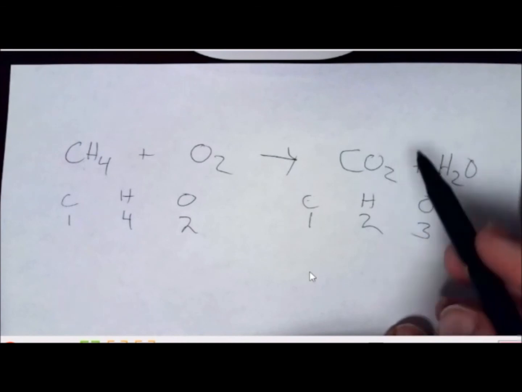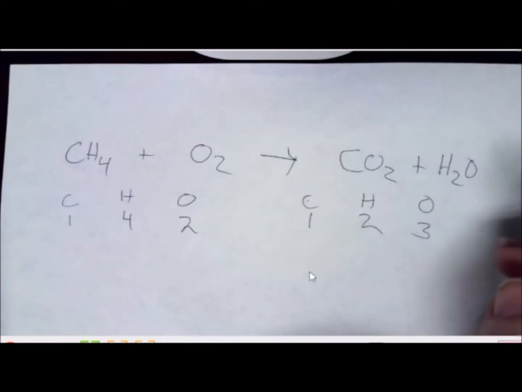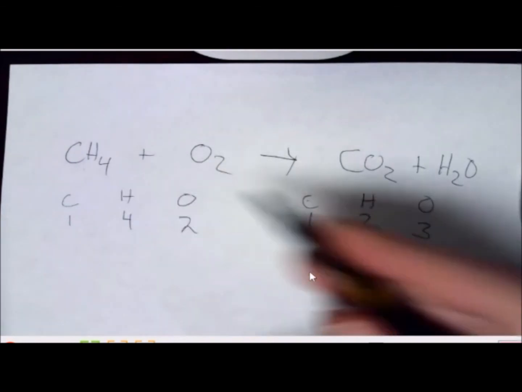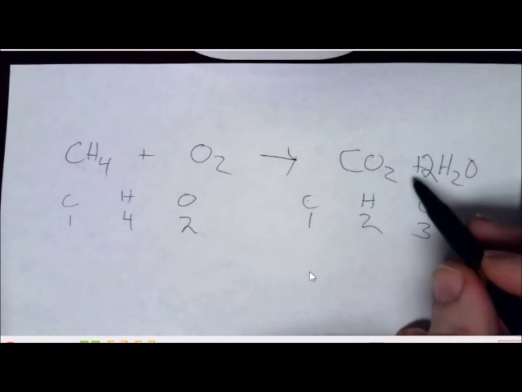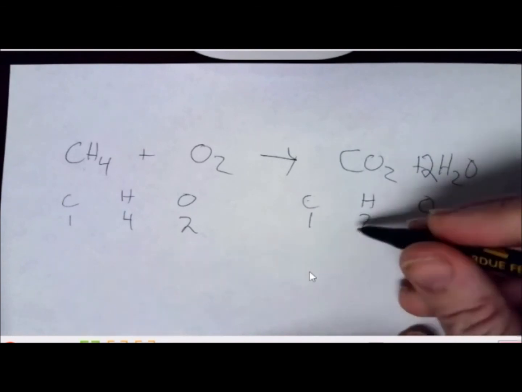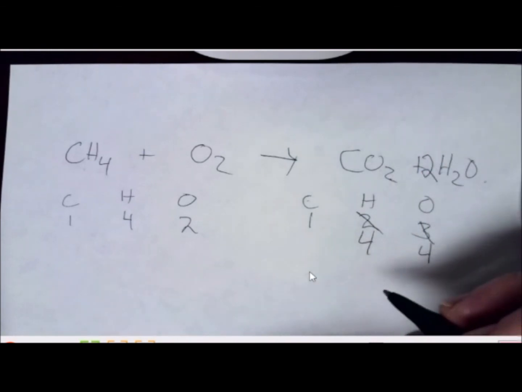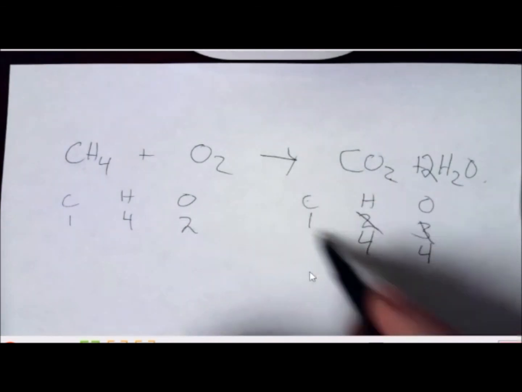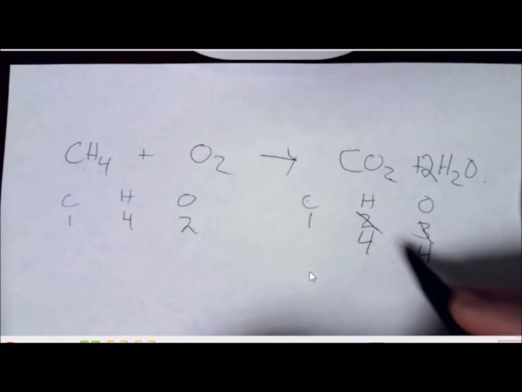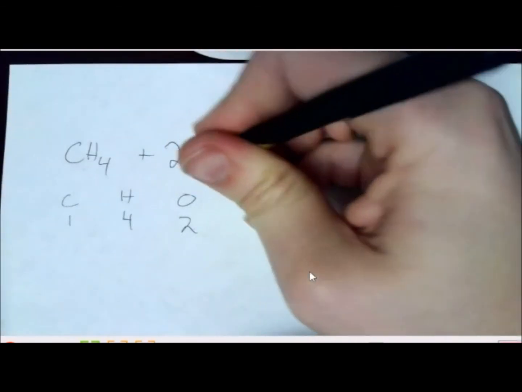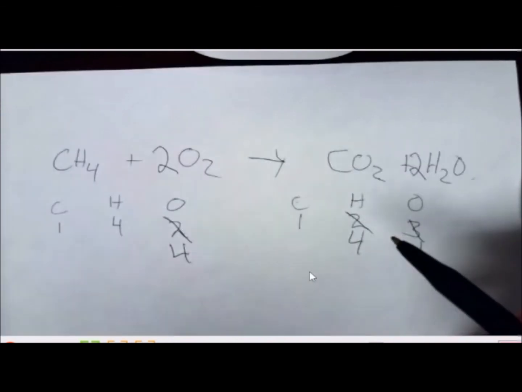The first thing I'm going to do is look at the carbon. One carbon, one carbon. It is balanced. Next, I go to the hydrogen. 4 hydrogen, 2 hydrogen. So I have to add a coefficient of 2 to that. What that means is that 2 is going to be applied to that, so that becomes 4. 2 plus 2 is 4. Now hydrogen is balanced. Next step is to approach the oxygen. Oxygen 4, oxygen 2. How do I do that? I put a 2 here. And we have 4, 4, 1, 1. It is balanced.